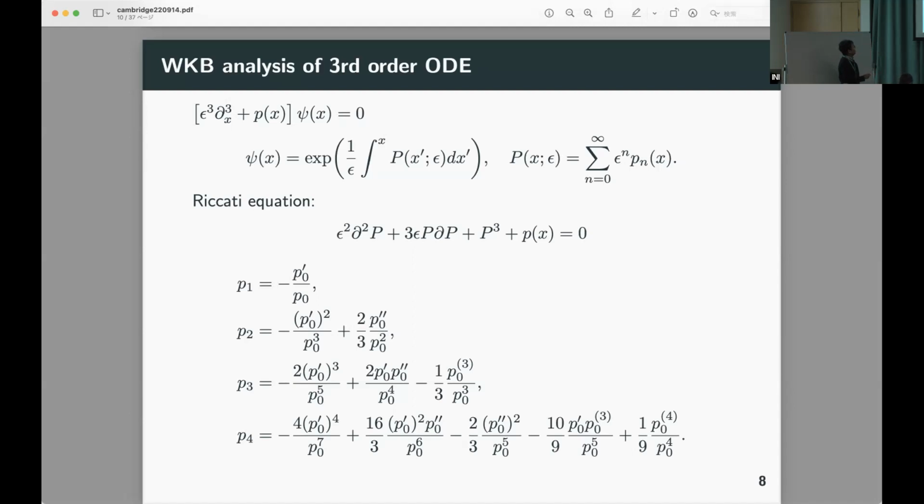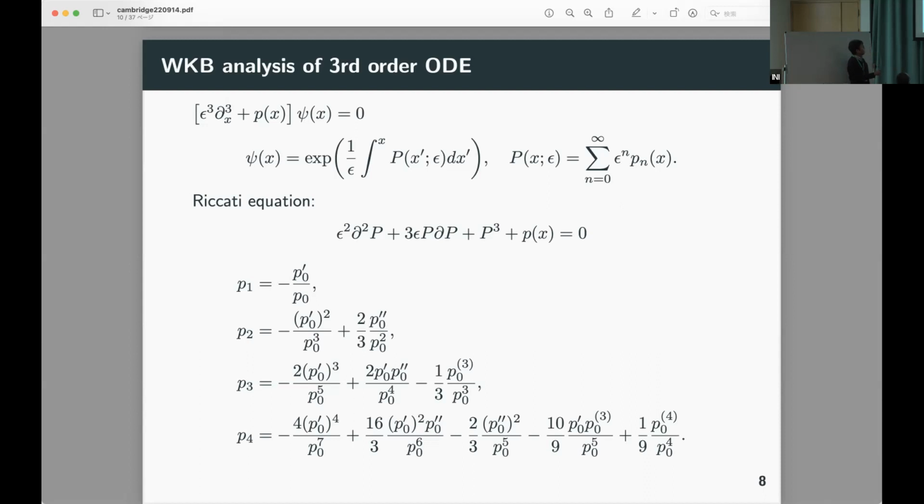So we can do the WKB expansion as we did in the second order cases. Let us express these exponential solutions in this form, where the exponential factor is expanded in epsilon. Epsilon is the Planck constant, and there is also some omega background parameter. Substituting this expression into the third order equations, we have Riccati equations like this.